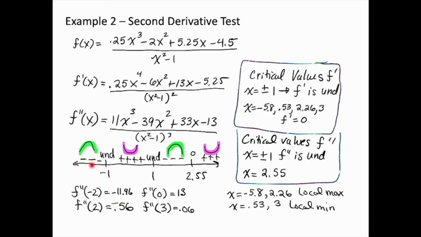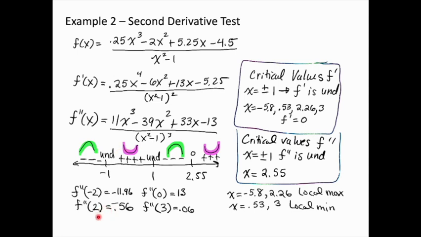On this first interval, where it's less than -1, I picked -2. When I plugged that into the second derivative, I got -11.96, so on this interval it's going to be concave down. For the test point between -1 and 1, I chose 0, and when I plugged that into the second derivative, I got 13. So on the interval between -1 and 1, it's going to be concave up.